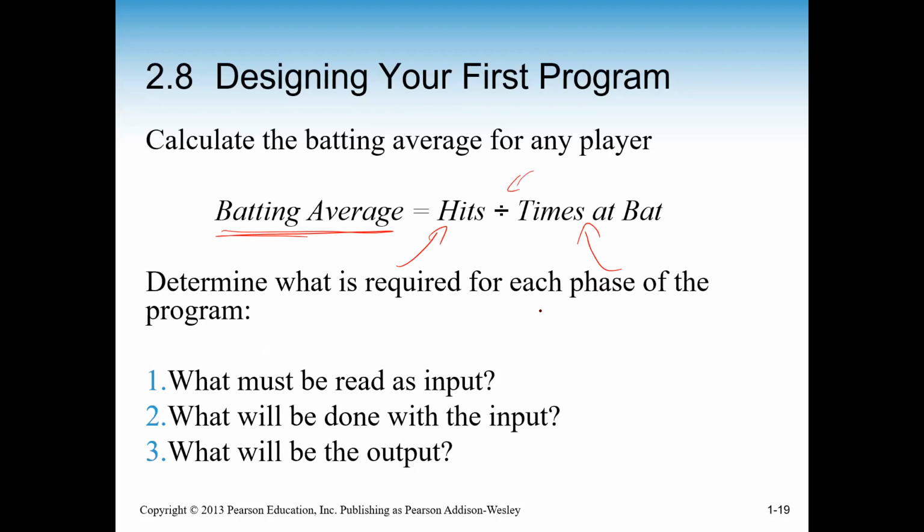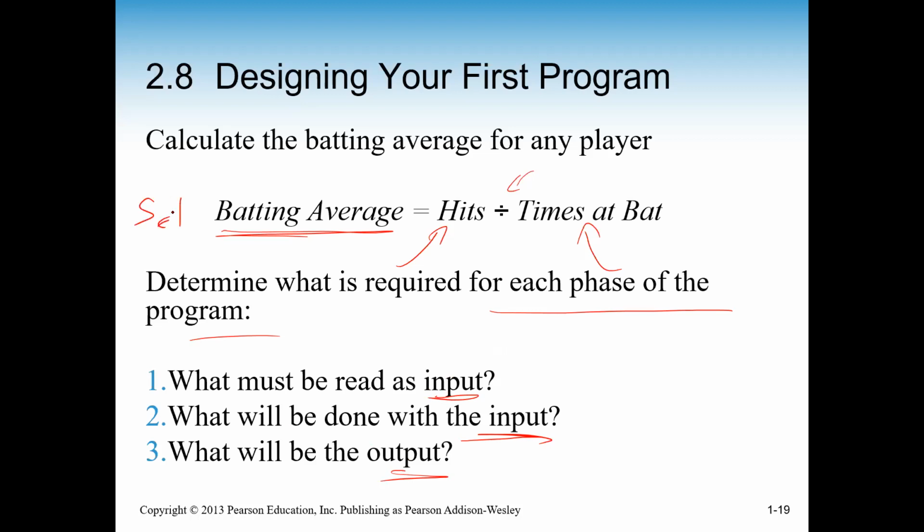You need to determine what is required for each phase of the program. So, what things will you need for this program? Figure out inputs: what must be read? What will be done with the input? And what will be the output? So what are the inputs here? The hits and the times at bat. That's right. What will you do with the inputs? What is the process? The batting average? Yeah, in particular, making the calculation.